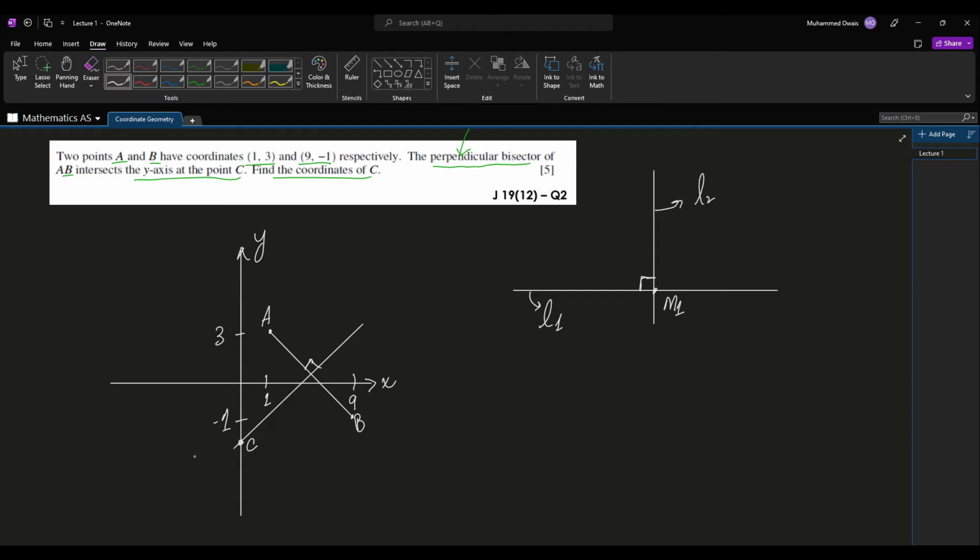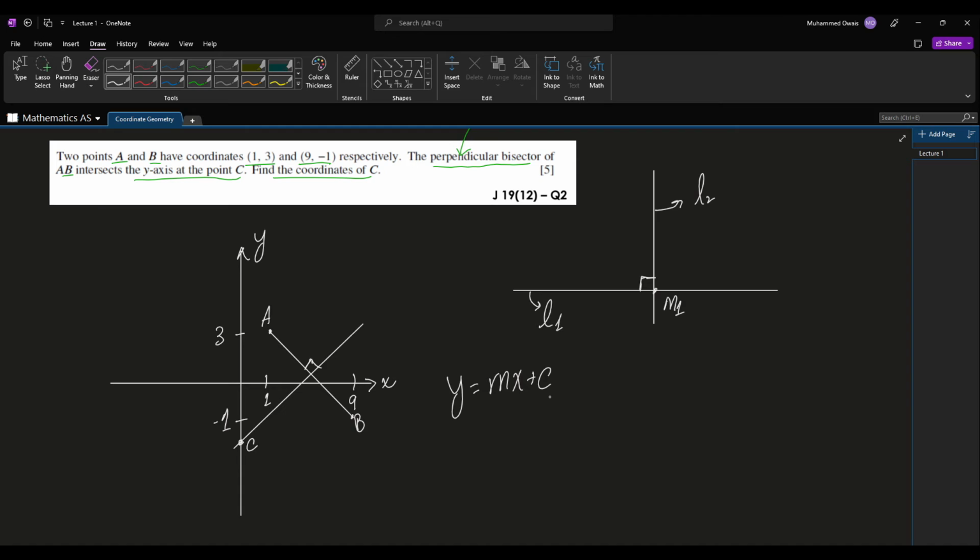So what we can do is find the equation of the perpendicular bisector line. How can we do that? We need two things to find the equation of a line. What is the normal equation of a line? It is y equals mx plus c. We need to find the m and the c. M is the gradient, and what is c? C is the point where x is 0. It is the y-intercept of the line.